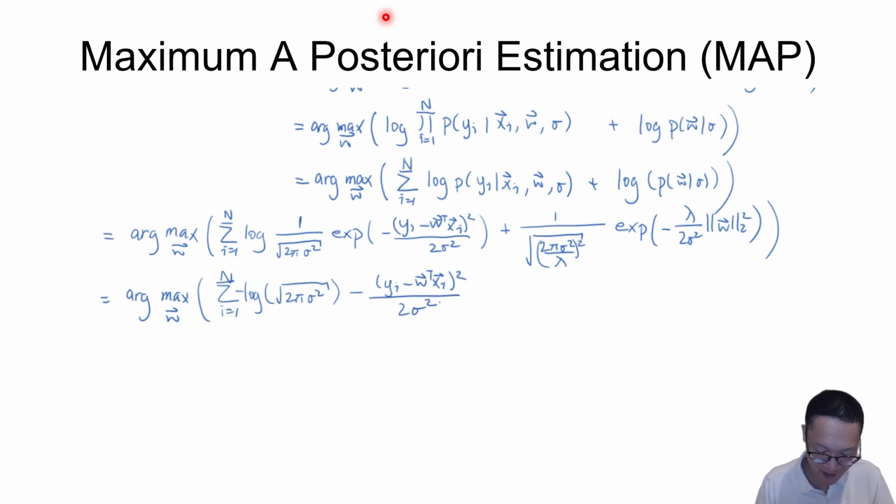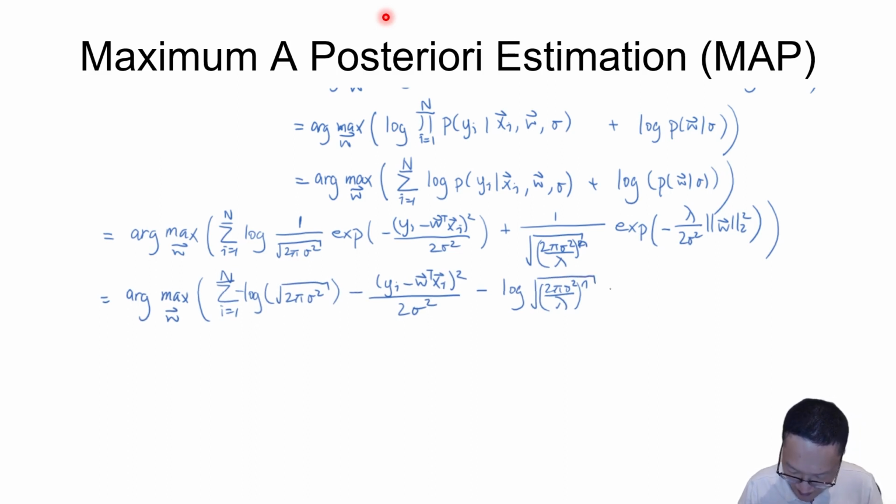We were done before, but now we have two more terms. So minus the log of the square root for our prior distribution. Sorry, this should be to the power of n here. I guess I was missing a log over here. So this log cancels with the exp. Then you just get the stuff inside, minus lambda over 2 sigma squared, 2 norm of W squared.